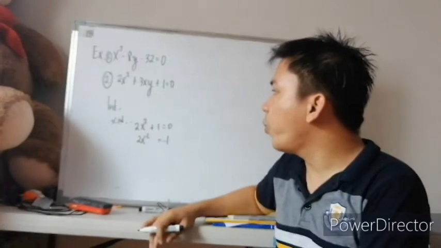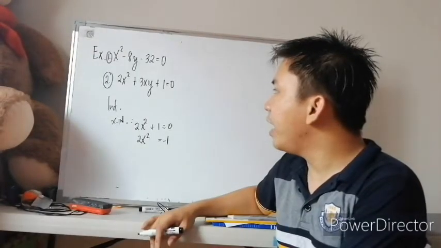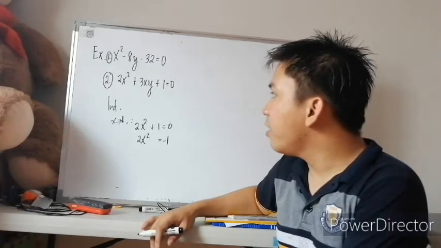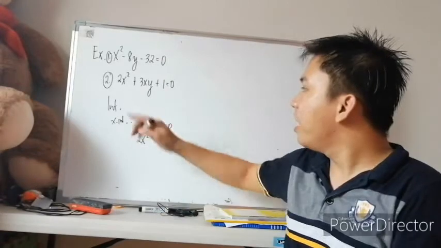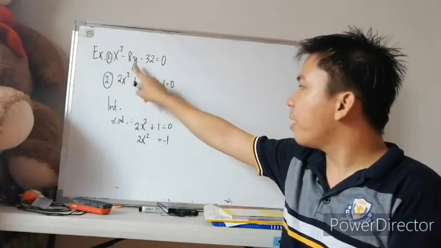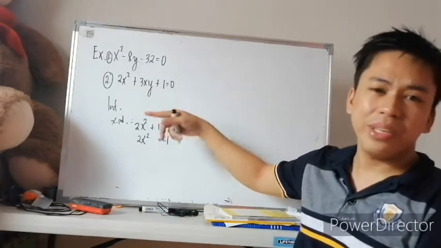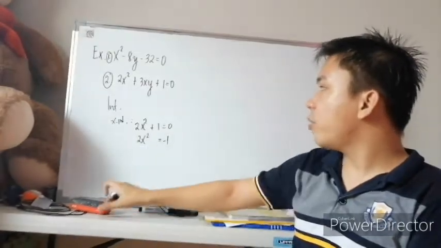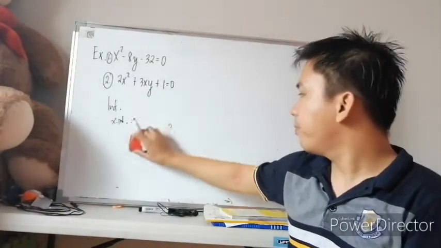So let's solve for the y-intercept. Let's replace x by 0. So you don't have a y-intercept as well. Because if you replace x by 0, this becomes 0, this becomes 0. 1 is equal to 0 is undefined. Therefore, this equation doesn't have an intercept.